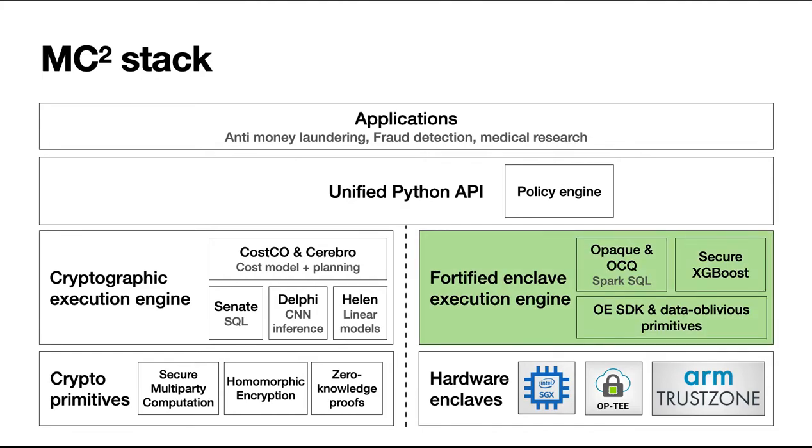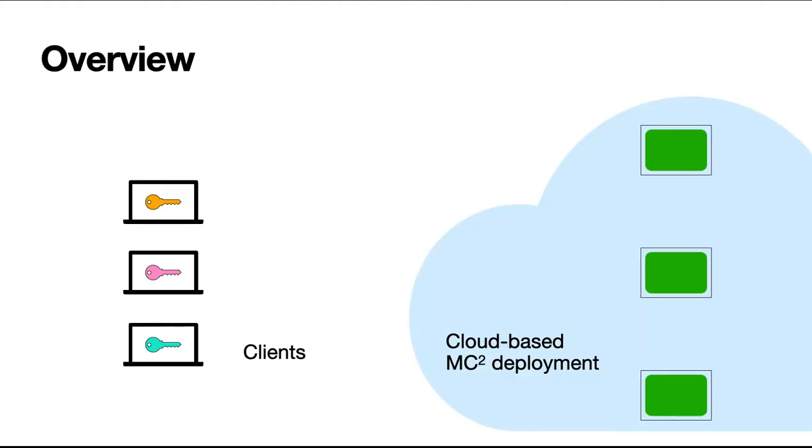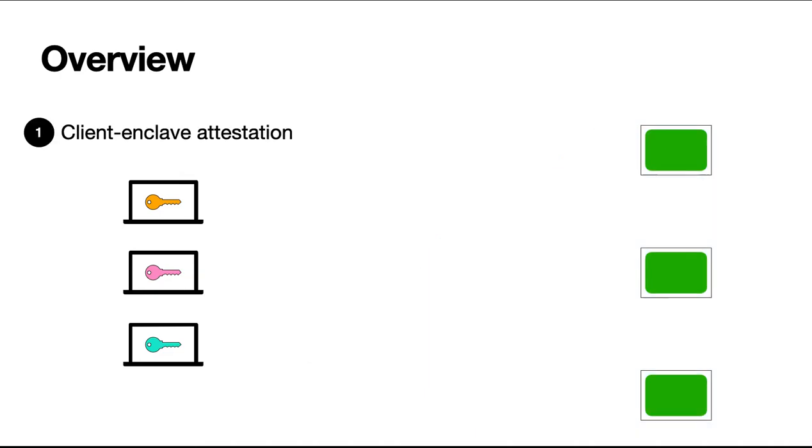In this talk, we'll specifically be focusing on the fortified enclave execution engine. We'll first discuss how an end user would use a fortified enclave execution engine in three steps. In our example, we have three clients on the left, each with sensitive data. In the cloud, there's a deployment of VMs with enclave support, each of which is running MC squared software.